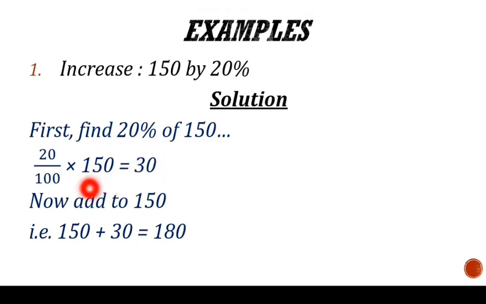Now add it to 150. The increase is 30. We were asked to increase 150 by 20%. We have gotten 20% of 150, that is 30. That is the amount that is increased. Now, we should add it to the original amount. That is why we have 150 plus 30, giving us 180.